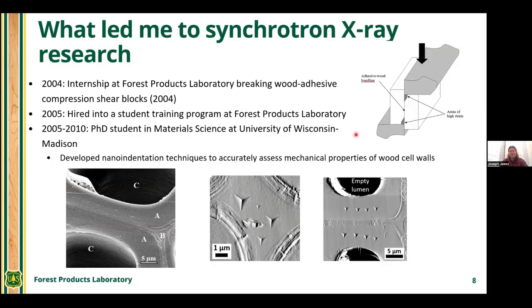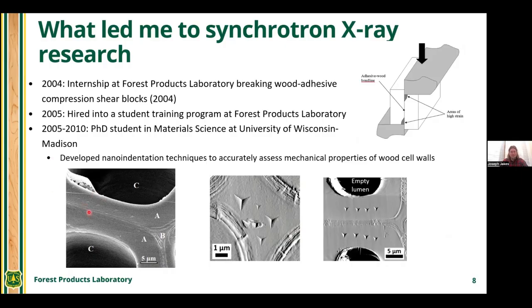And then from 2005 to 10, I was a PhD student. I was working here at the Forest Products Laboratory, but I was doing my PhD studies with a professor in the material science program at the University of Wisconsin-Madison. And my entire PhD was spent developing nanoindentation techniques to actually assess mechanical properties of wood cell walls.